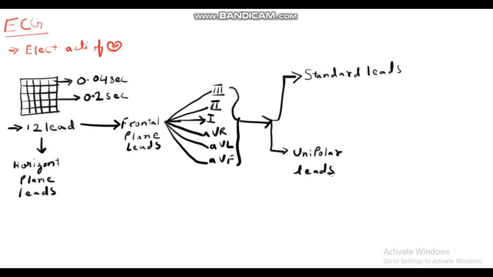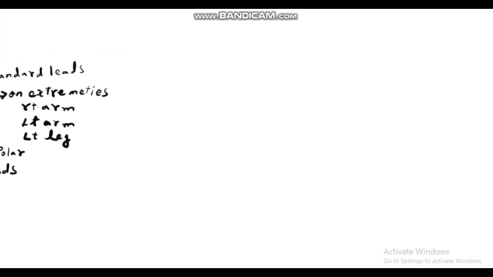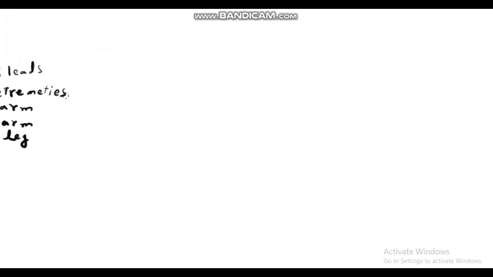Now, the standard leads are mainly placed on the extremities, that is on the right arm, the left arm, and the left leg. And the unipolar leads are AVR, AVL, and AVF. And the horizontal plane leads are V1 to V6, which are placed on the chest of the patient on whom we are recording the ECG.